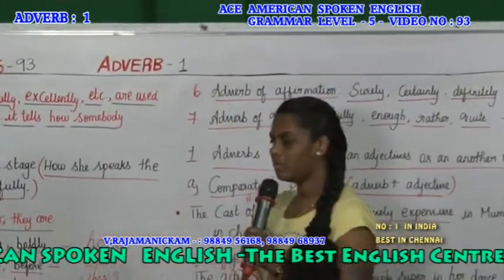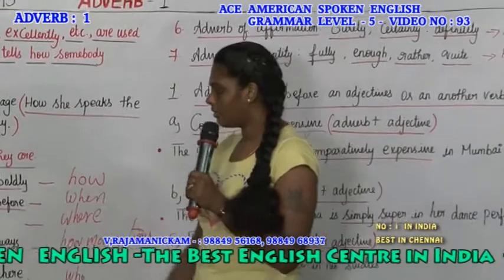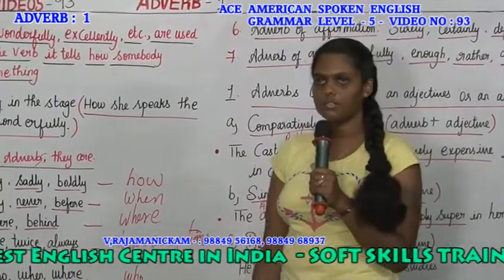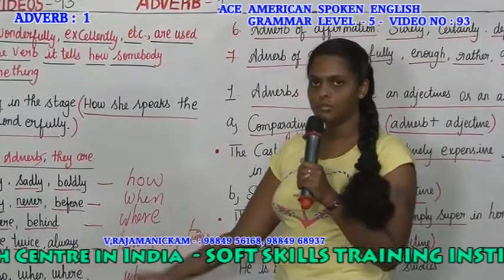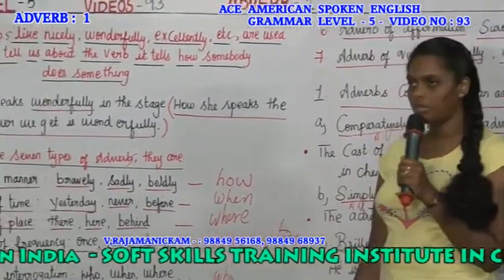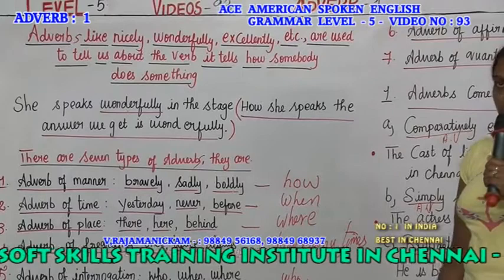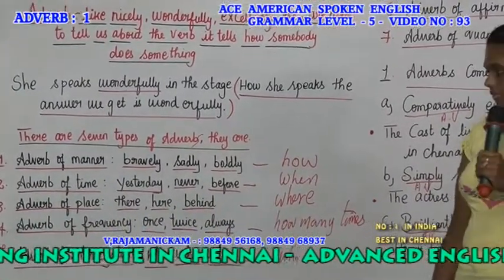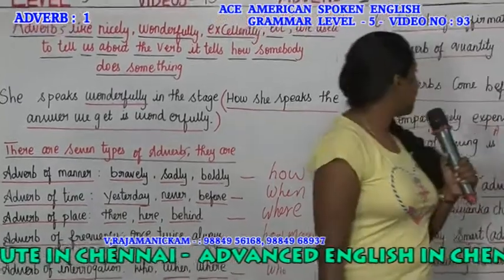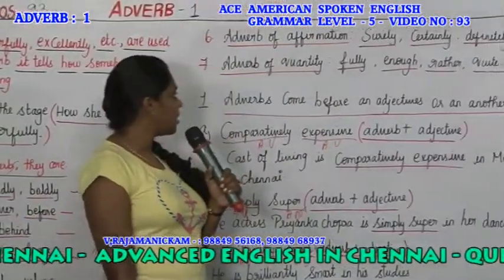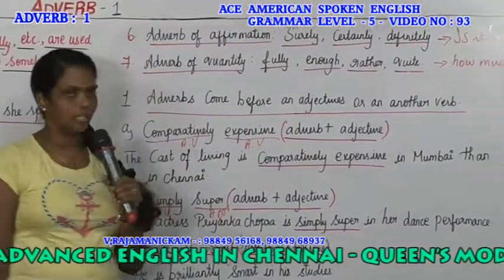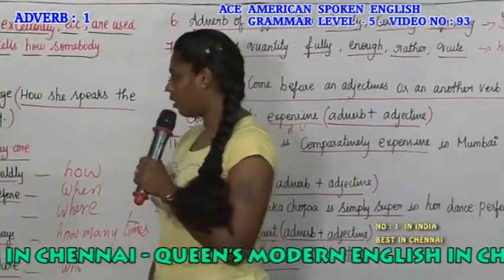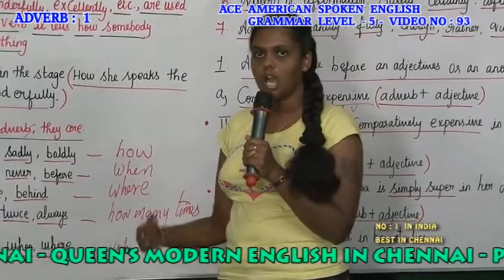We are talking about the adverbs, and there are, sorry, 7 types of adverbs that we have seen. Adverb of manner, adverb of time, adverb of place, adverb of frequency, adverb of interrogation, adverb of affirmation, adverb of quantity.